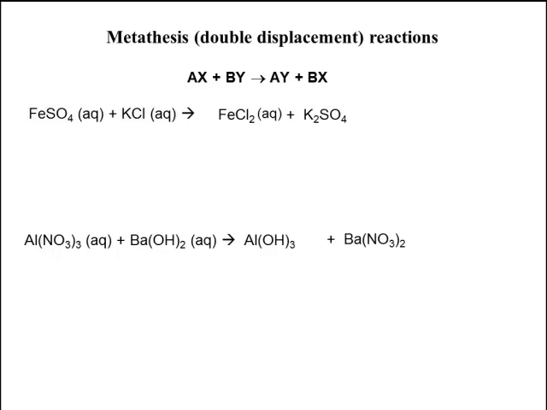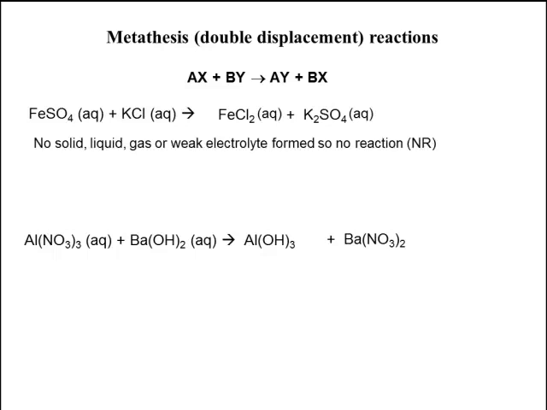Potassium sulfate ends up being aqueous. The reason why it's important to identify the phase of these end products is because now we have to look at this reaction and decide, has this reaction actually occurred? Does anything actually happen? Well, if everything is aqueous in the reaction, we're going to have no reaction. Nothing happens when we mix iron 2 sulfate and potassium chloride.